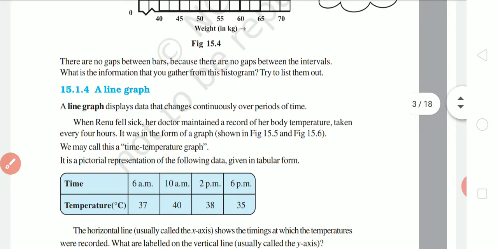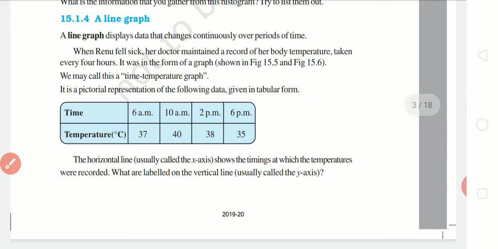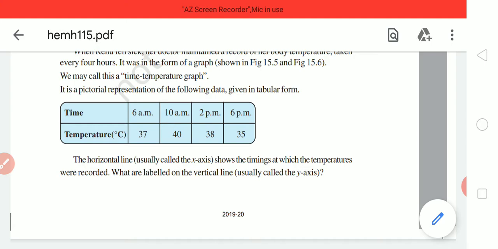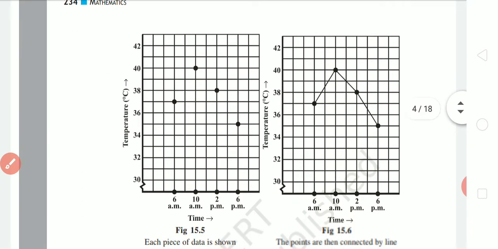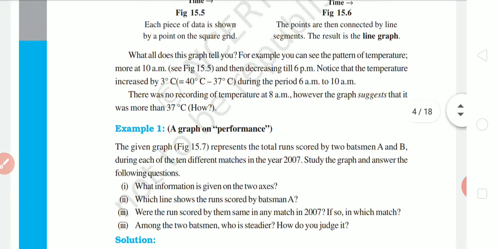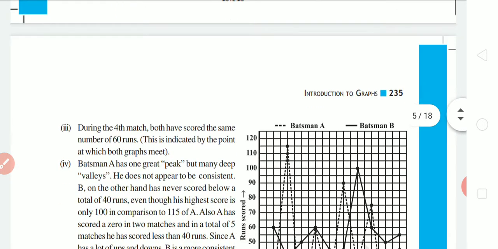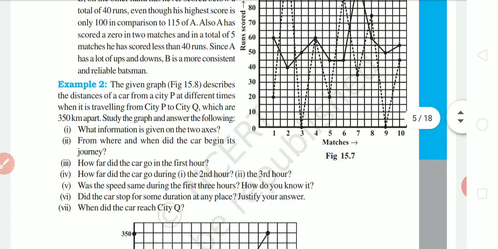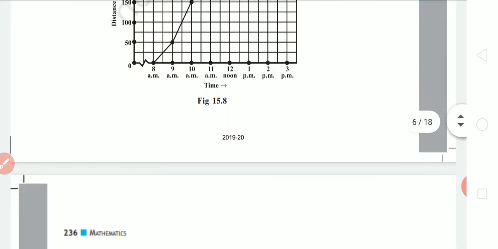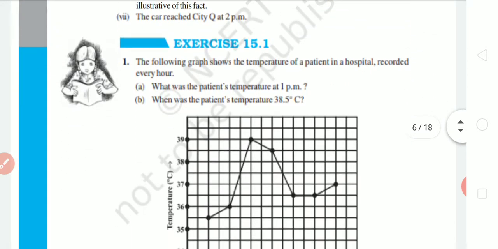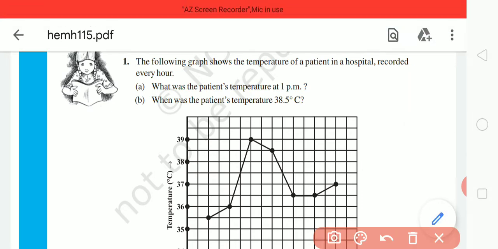Now a line graph, this is a graph that you will make in the form of a line, right? So this is your line graph, you can see. Now this is the performance of the line graph, you can see. And come to the exercise. These you can do from your book. So exercise 15.1, question number 1.